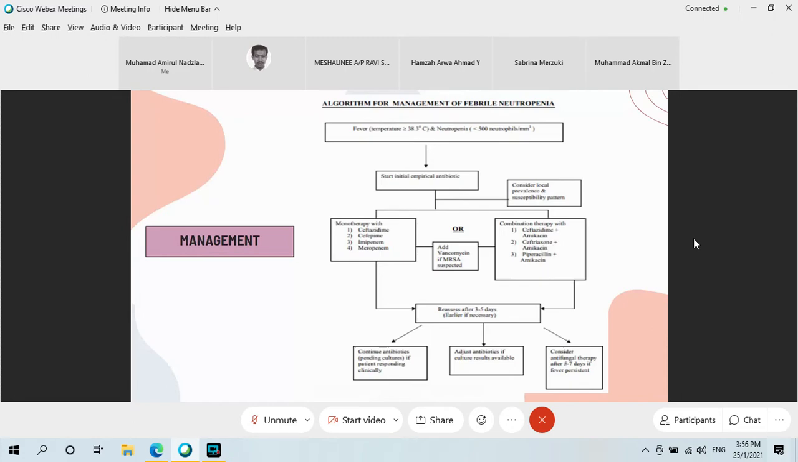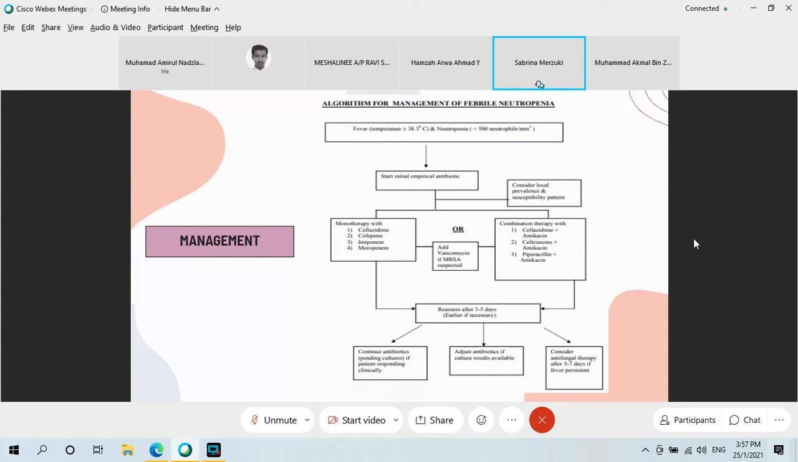After 3 to 5 days of receiving the antibacterial therapy, the patient's condition needs to be reassessed. If the patient is responding, which means the condition becomes better, then continue the antibiotics. After the blood culture results are available, adjust the antibiotics. And if the fever still persists even after 5 to 7 days, then consider antifungal therapy.